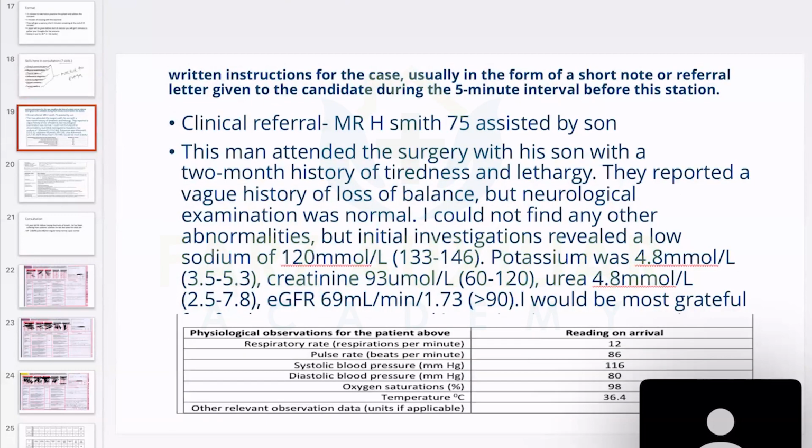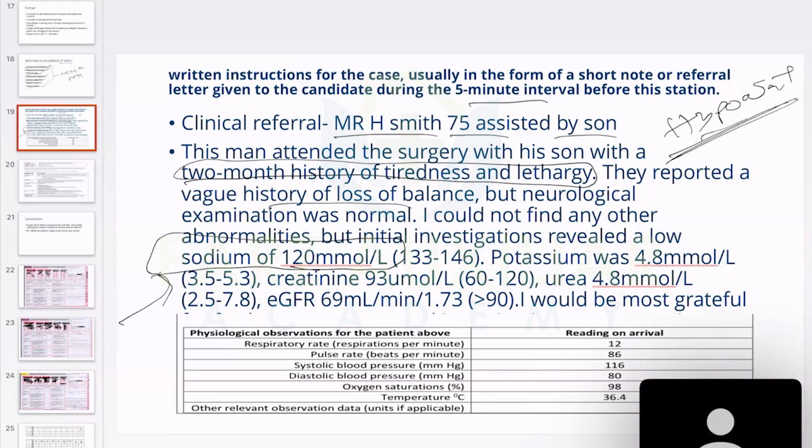Let us describe one of the cases you might get. A written instruction will be given, with a 5-minute interval. Look at this. Mr. Smith, 75 years old, assisted by his son. There is a lot of talking here, but you need to know that there is a 2-month history of tiredness and lethargy, and a history of loss of balance also reported. And you find here the sodium level is low, 120. So hyponatremia, this is a case of hyponatremia. You need to approach the patient for hyponatremia, not for the tiredness and lethargy. You will ask about the tiredness and lethargy, but this is actually for hyponatremia.